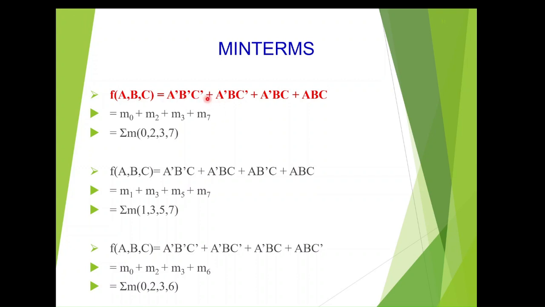Another example is A dash B dash C dash plus A dash B C dash plus A dash B C plus A B C. As you see here, all the terms have all the variables. A dash means it is 0. So this is 0, 0, 0, which is 0, so min term M0. Then this is 0, 1, 0, so min term 2. This is 0, 1, 1, which means 3, so M3. Then 1, 1, 1 means 7, M7. So we can write it as sigma M of 0, 2, 3, 7, where sigma, as you know, is the sum term. Similarly, we can write the others as well.